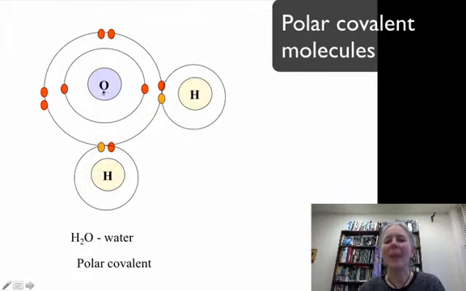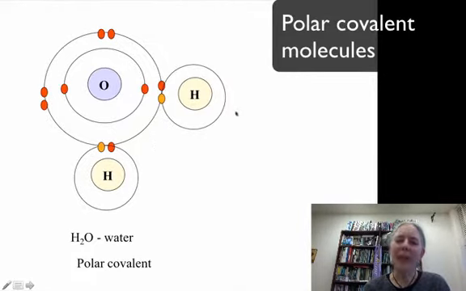Oxygen has a lot of protons compared to the number of protons in hydrogen. So hydrogen's electrons actually spend more time around the oxygen than they do around the hydrogen, because they're attracted to that positive charge. Overall, this side of the molecule tends to be where the electrons are hanging out. This side of the molecule has these 2 protons that this side doesn't have.